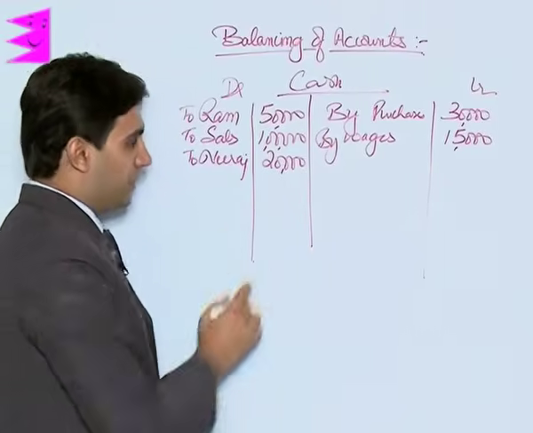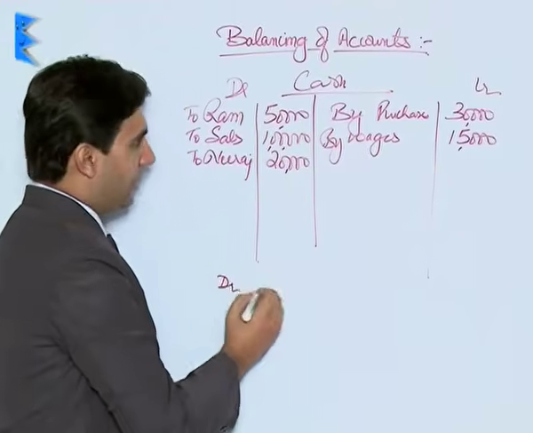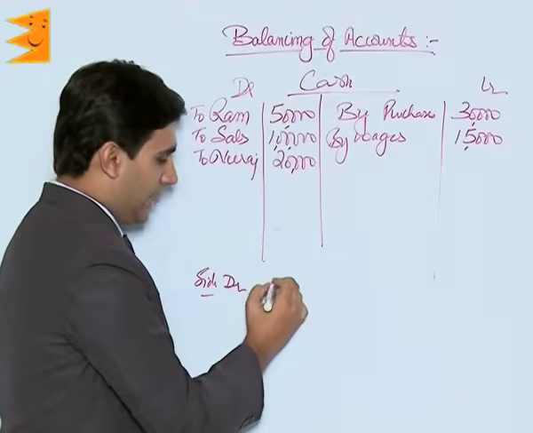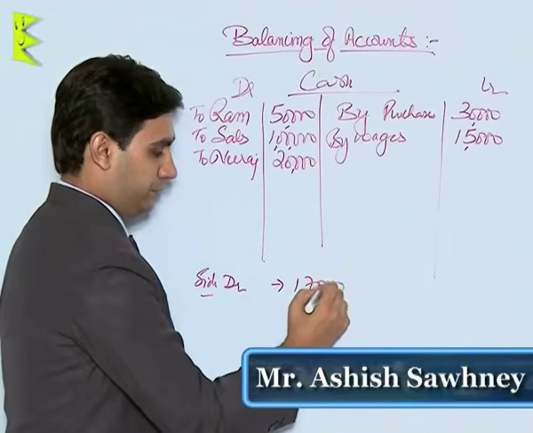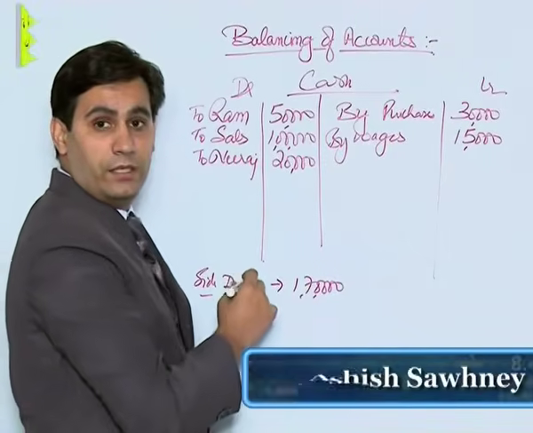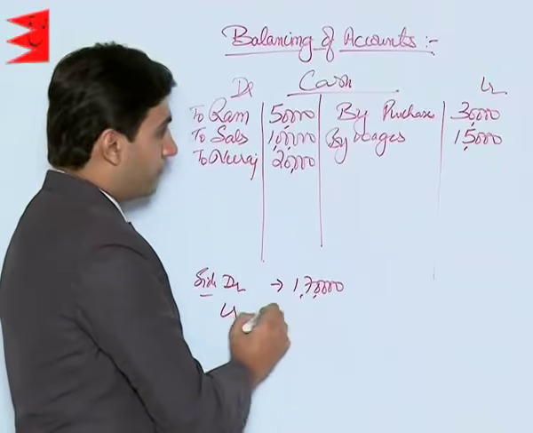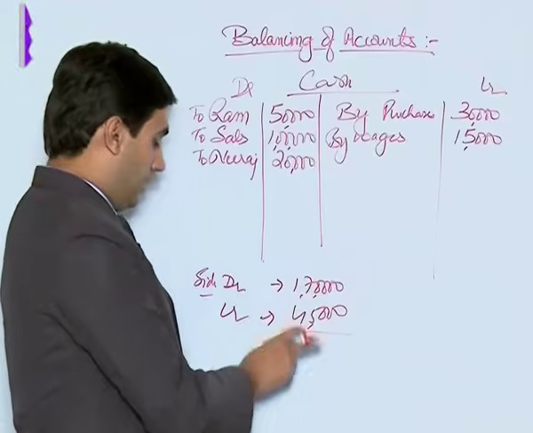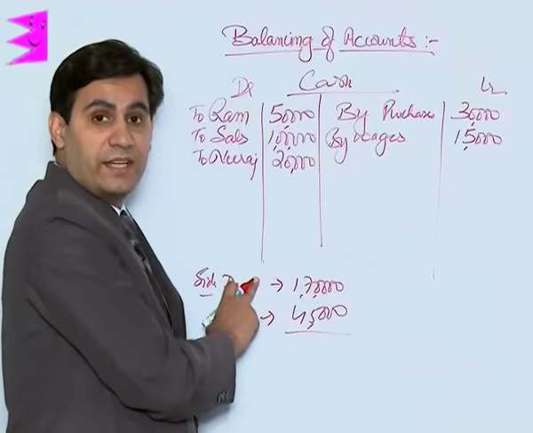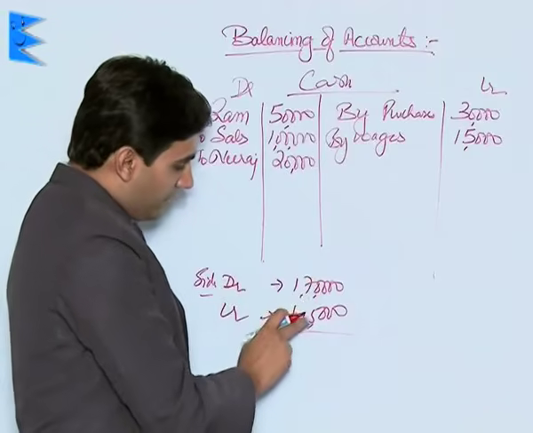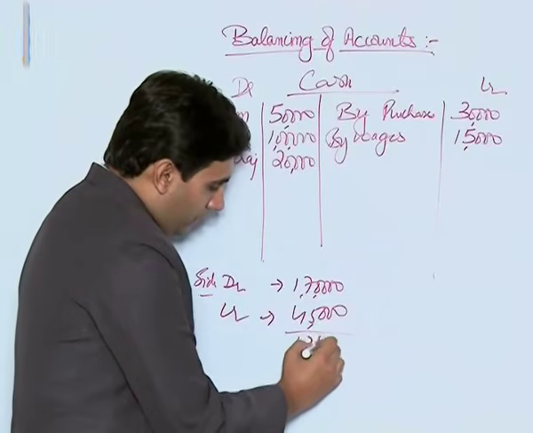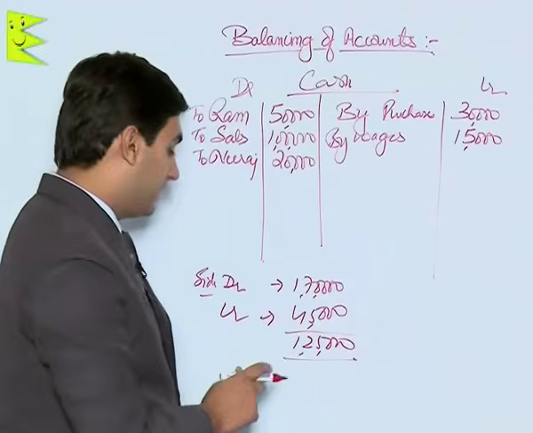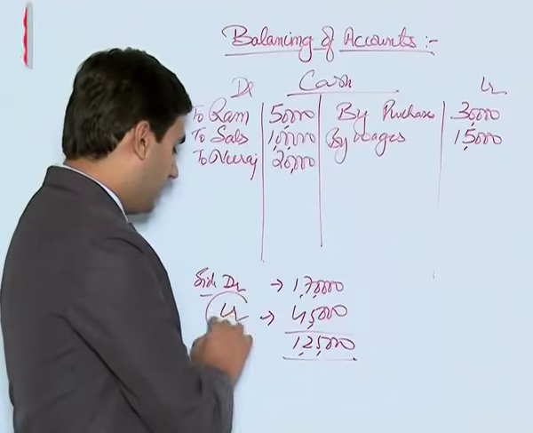Again, following the same steps, on the debit side, this is rough work, the total comes to 1,70,000. And on the credit side, the total comes to 45,000. Now students, the debit side is greater. And the difference in the amounts is 1,25,000.